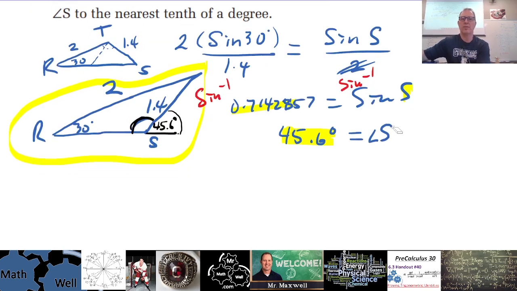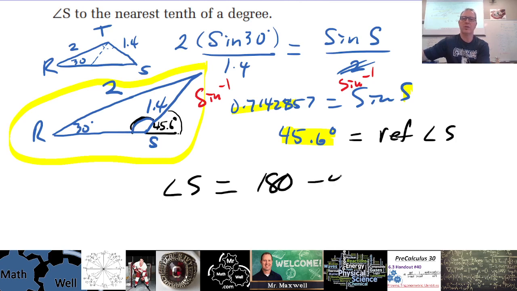So that's going to be the reference angle. There we go, reference angle for angle S. And so angle S then, because it's obtuse, is going to be 180 minus 45.6 degrees. So what's that? 134.4?